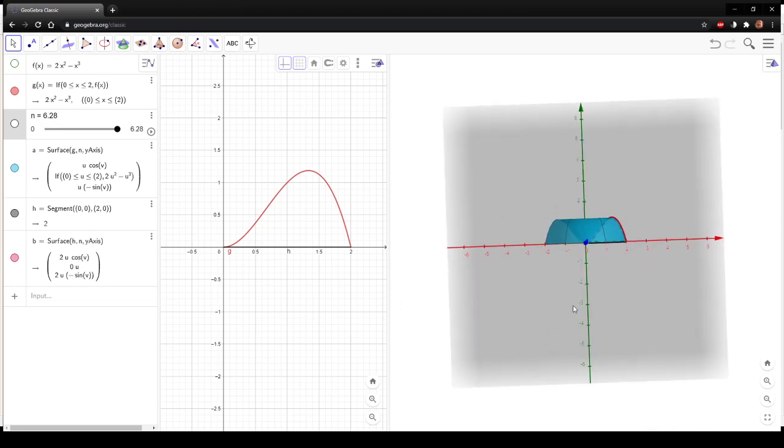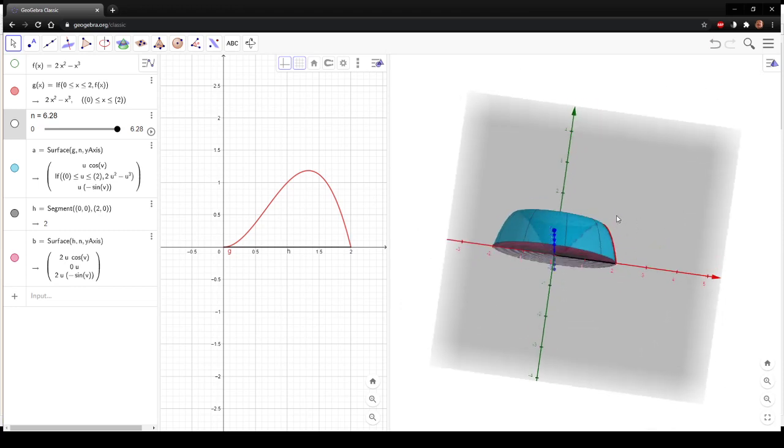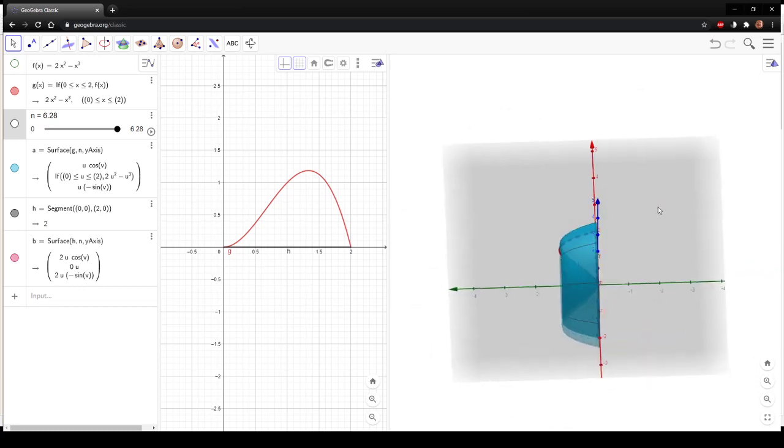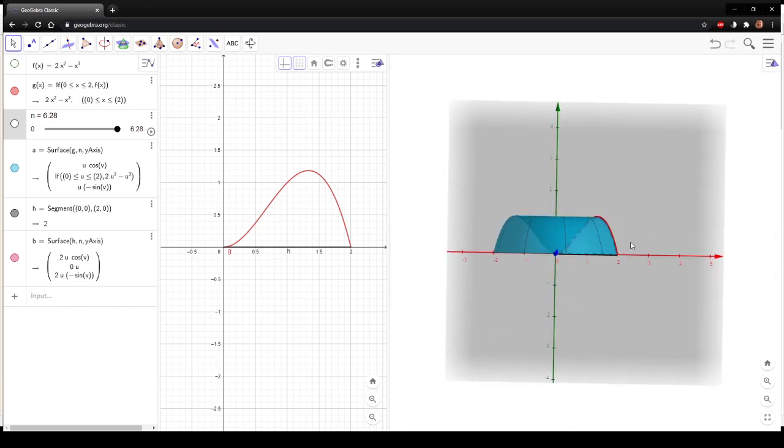Now, if we want to find the volume of this, should we take vertical or horizontal cross sections? Well, seems pretty clear to me that horizontal cross sections are going to do it. Now here's the problem. If we take horizontal cross sections, we're going to have to take this function and rewrite it so that it's x equals a function of y, as opposed to y equals a function of x, right? We're going to have to solve this equation for x.